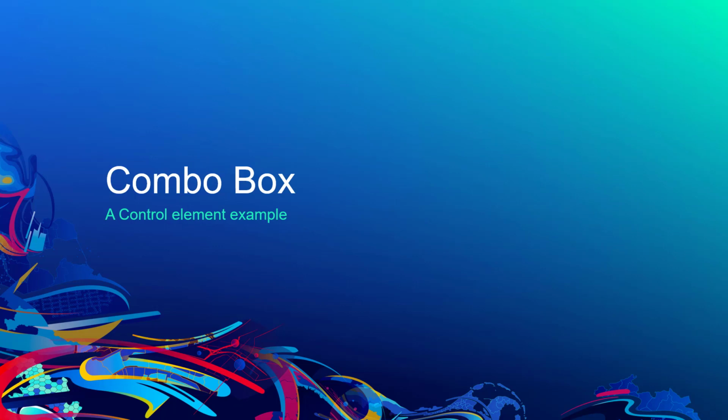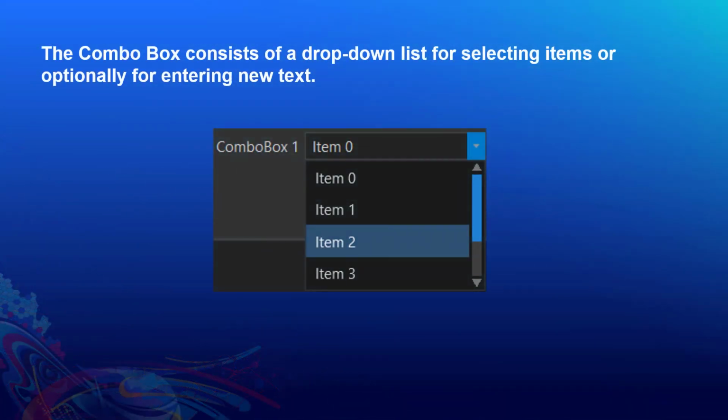Now that we have learned a few things about controls in general, let's examine the combo box in more detail as a control element example. The combo box consists of a drop-down list for selecting items or optionally for entering new text. We'll see a bit on that in our second demo. Here we see the combo box caption or name and the sample items in the drop-down list.